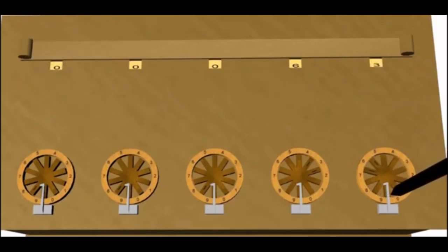Like this, the Pascal line machine will work. So see, your answer comes here, 6 and 3, 63. Okay, so it is the first mechanical device. Now we will see the next device.